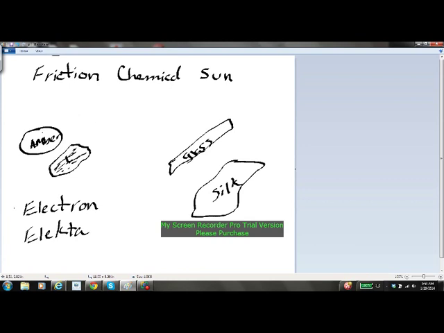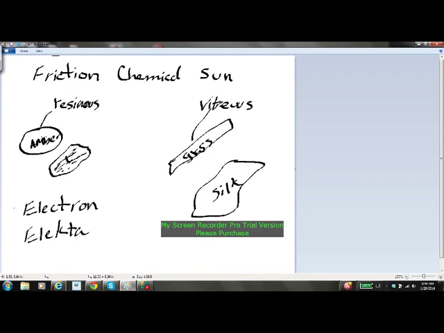But in this case, this right here would be called resinous. And this would be called vitreous, I think. Vitreous. And resinous means resin-like, and vitreous means glass-like.